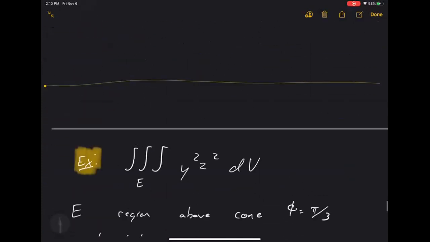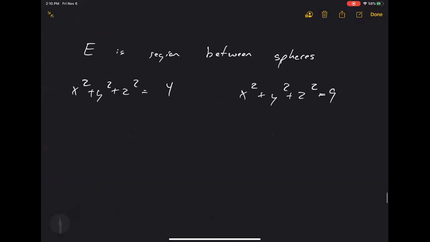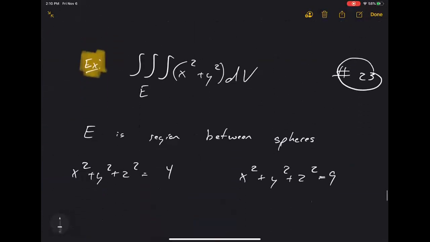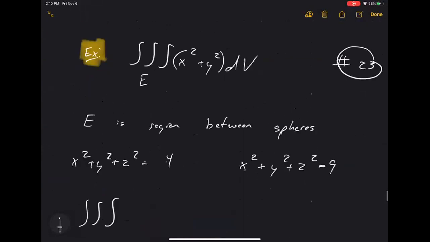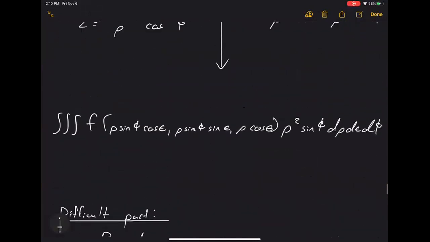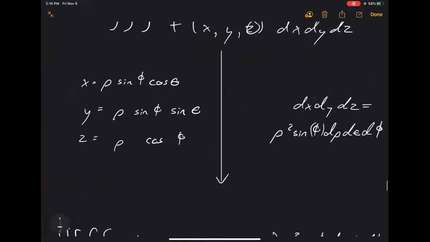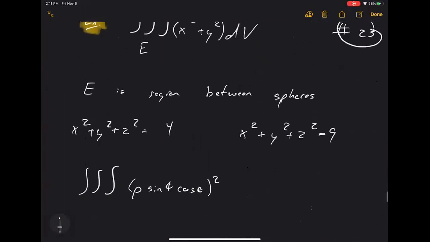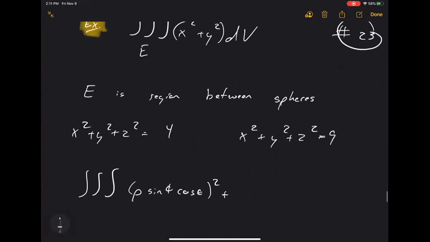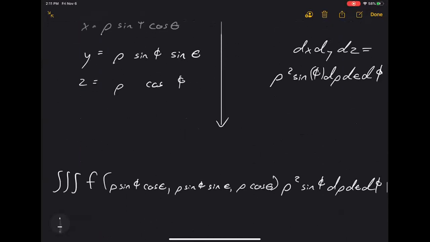Let's see, I got a couple examples. Well, converting the actual integral isn't too tricky, right? What did we say we do? I replace x with rho sine phi cosine theta. I replace y with rho sine phi sine theta.